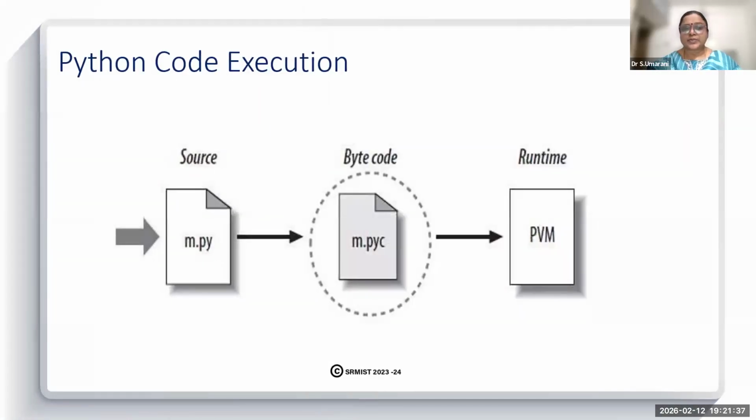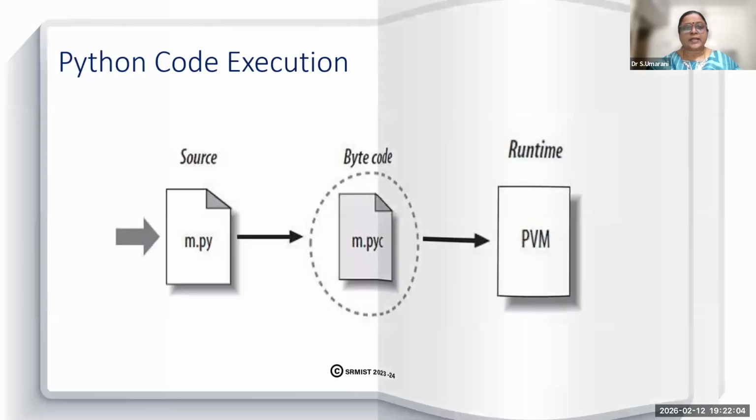For Python code execution, I have given a small diagram here. Whenever you develop a Python program, the extension is .py. Then it is converted to bytecode. The bytecode is transferred to the PVM, the Python virtual machine. After that, your program is executed. This is the process of Python code execution.